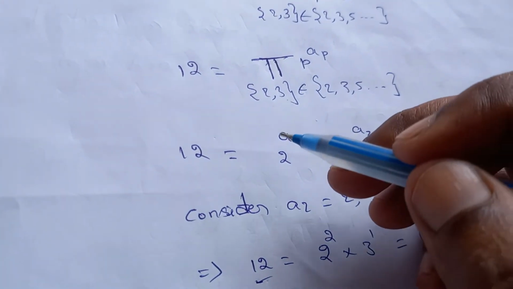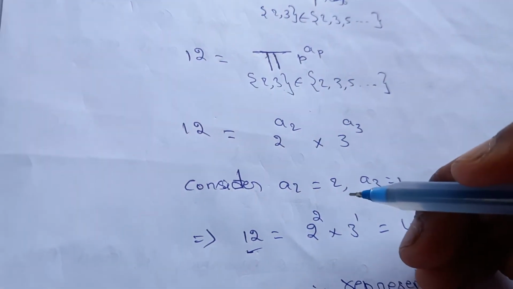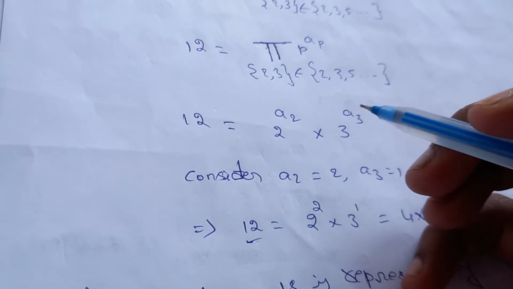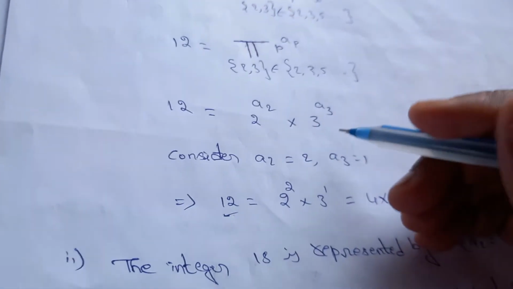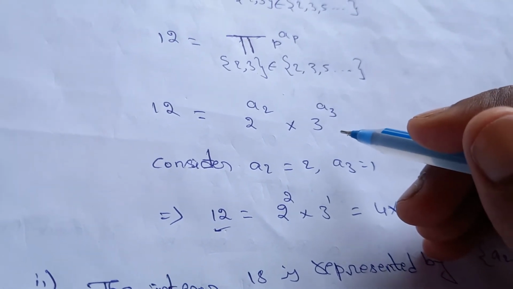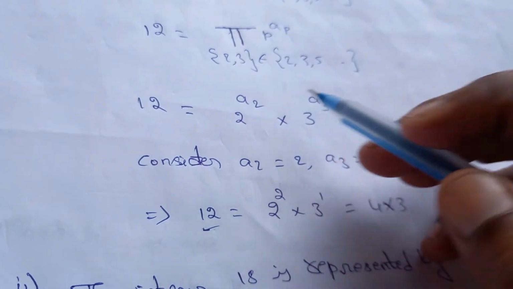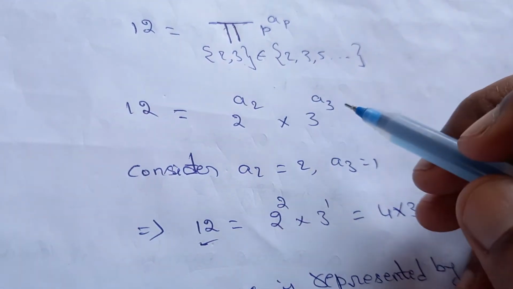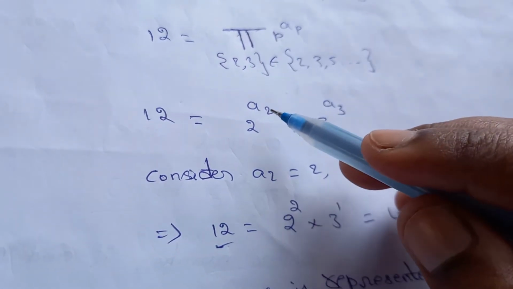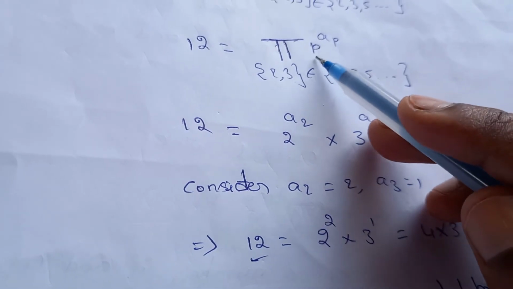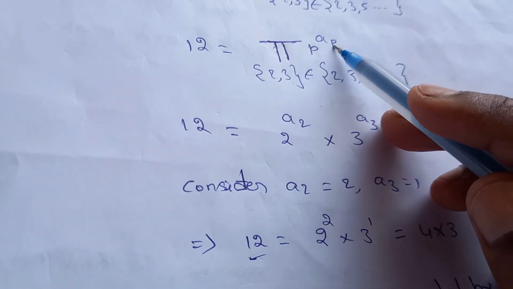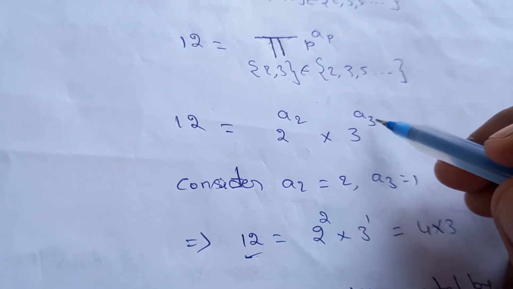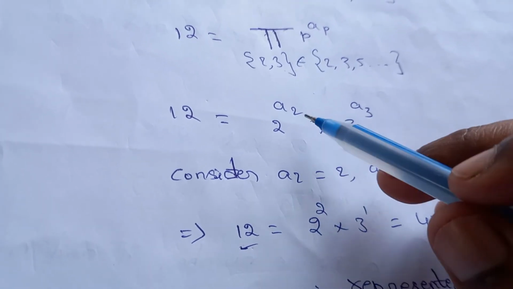So next, what is the a here? We can take the value as a_p. For a_2 and a_3, there is no need of taking the prime numbers here. It just represents why we are taking a_2, a_3. Why should we not take a_1, a_2 like that? Because here we are considering the prime number 2, so it is a_2. Here we are considering the prime number 3, so it is a_3. You should not take a_1, a_2 like that.